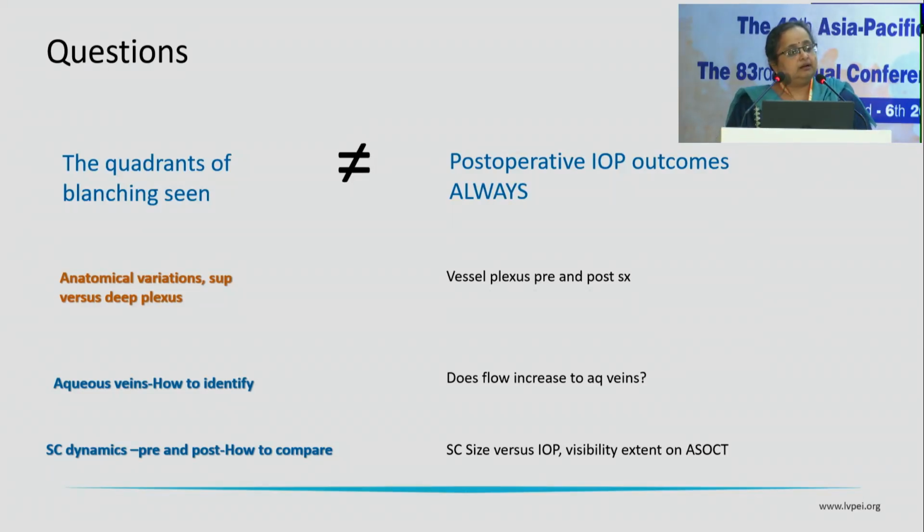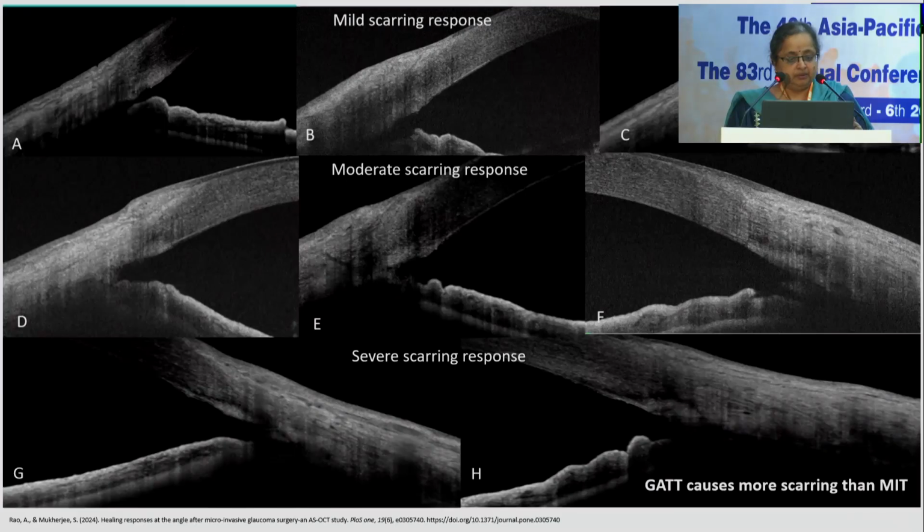The Schlemm's canal dynamics, like I said, we do not know what happens. We are just taking off the resistance by taking off the trabecular meshwork. So what happens to the collector channels? What happens to the pressure outside that? Obviously the body and the episcleral venous pressure is higher. So what happens to that? The body is not going to keep quiet. There are variations that are seen.